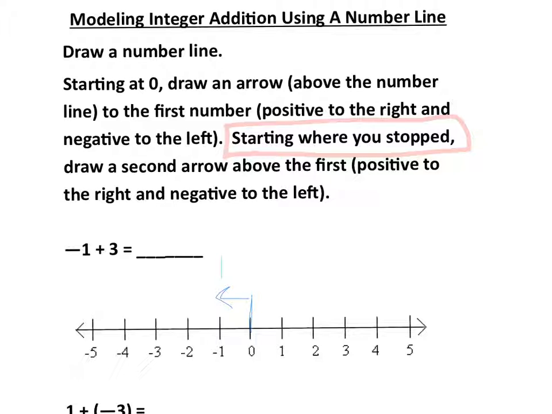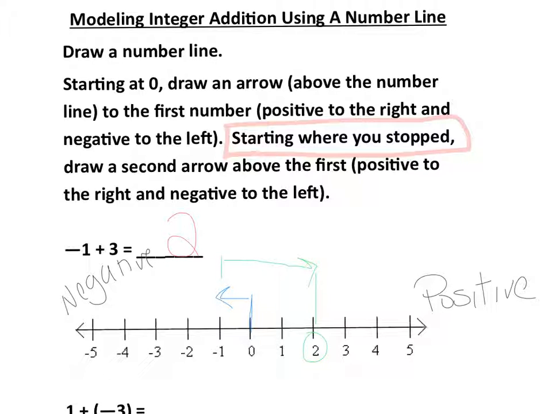And you'll note that positives go to the right, negatives to the left. If you need to write those words, positive to the right and negative to the left, please feel free as a way to remind yourself. So now we go to the right 3 spaces. 1, 2, 3. And when we look, we note that we end up at positive 2. So the answer to negative 1 plus 3 is positive 2.